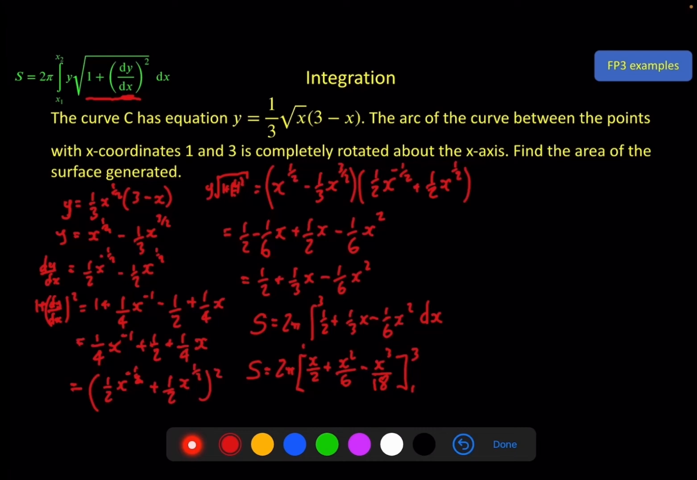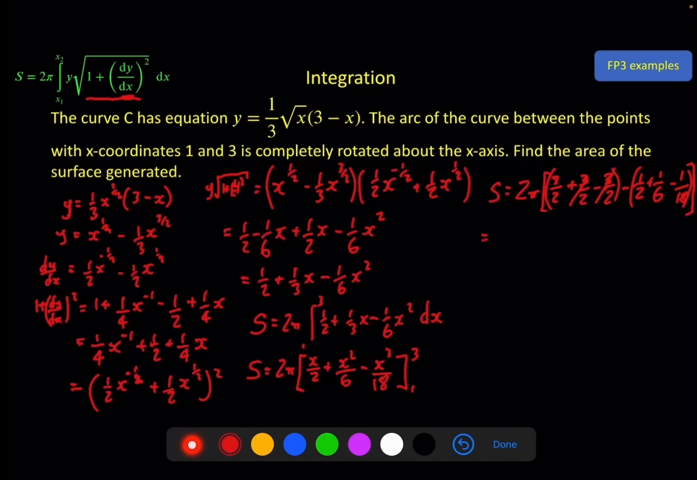With the 2 pi in front, can I fit it all on the screen? We've got 3 over 2 plus 9 over 6, which is another 3 over 2, minus 27 over 18, which is another 3 over 2. That's the first bracket, minus 1 over 2 plus 1 over 6 minus 1 over 18. Oh, almost, yes, just about.